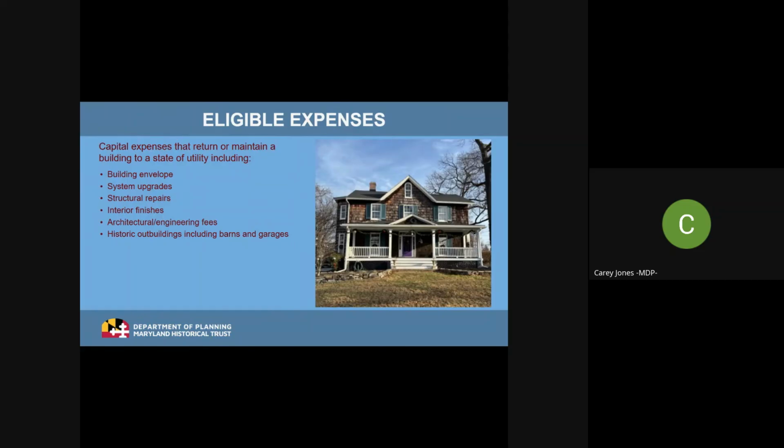As the tax credit is an incentive to maintain a historic building or return it to a state of utility, allowable expenses can be used for exterior repairs, including roofs, siding and masonry, foundation and structural repairs, and window repairs. It can also be used for interior finishes, such as plaster walls and wood floor refinishing. In addition, historic outbuildings and garages are also eligible for the program. If you need architectural and engineering services, such as structural reports, you can also apply those for the tax credit. Next slide, please.